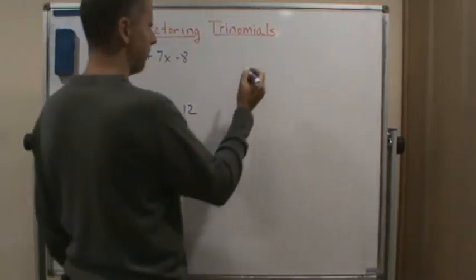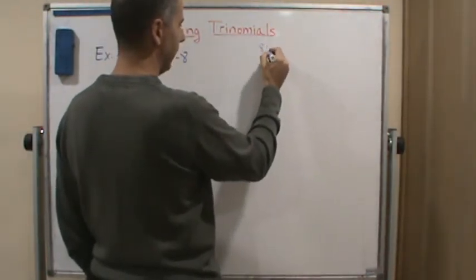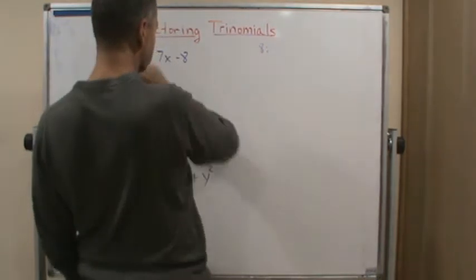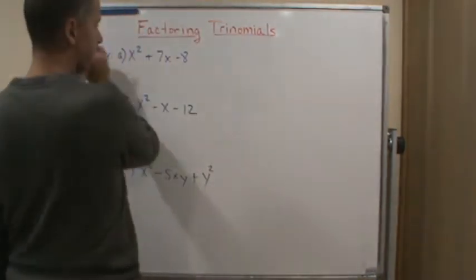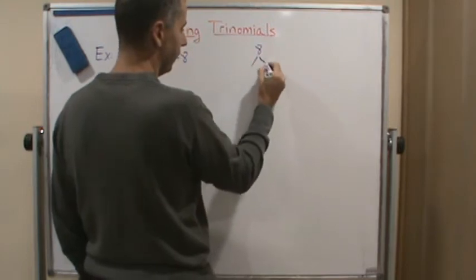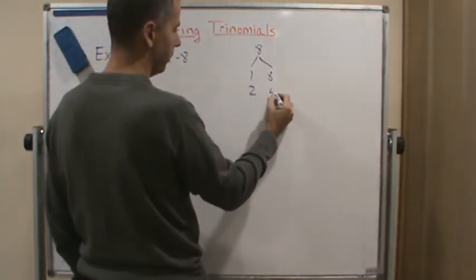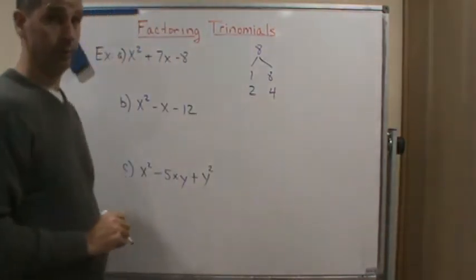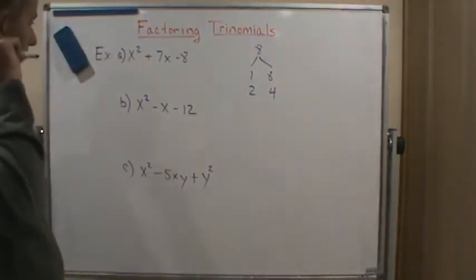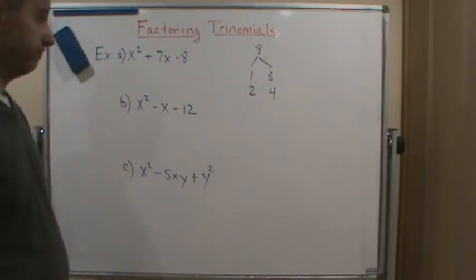So, for example, if I do 8, oops, let me do it this way. For the factor pairs for 8, I can have 1 and 8. I can have 2 and 4. Okay? And those are it. Those are the only factors.